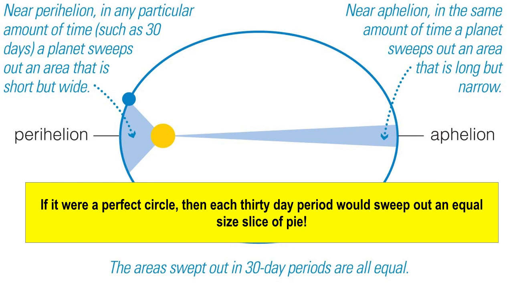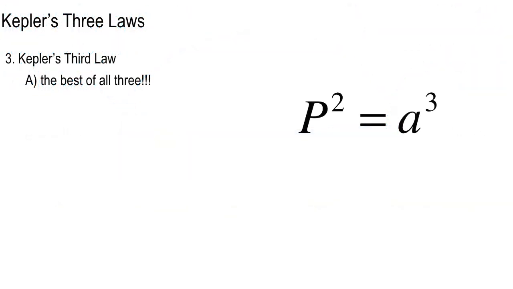Now, I'm going to dismiss. You have homework 3. Next time we'll talk about Kepler's third law, the best of all 3. You're dismissed. I'll see you on Thursday.